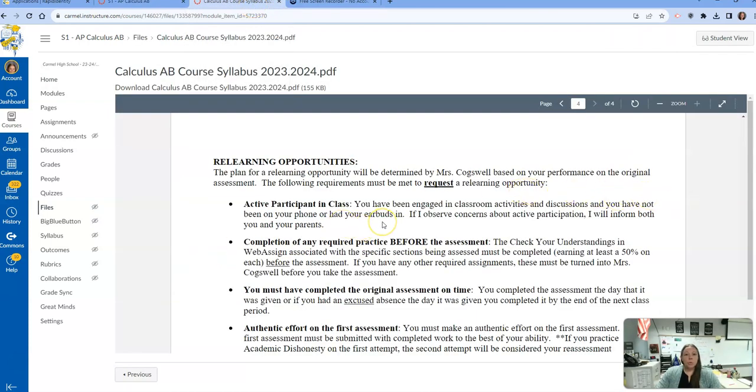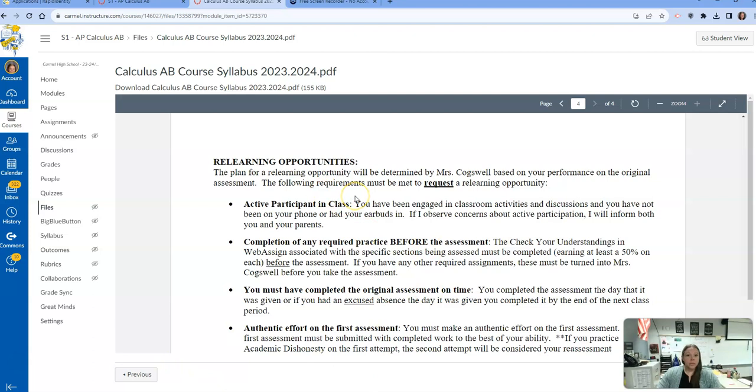And then the relearning opportunity, here's what my relearning opportunity looks like. So to reassess, if they take an assessment and they realize there were some concepts they would like to try again, to reassess over that, here are the requirements. They need to be active participants. So if they've been sleeping, if they've had their phone out, if they've been listening to music or distracted, I will let you know, but I'll have a conversation with the student. Completion of any required work. So those check your understandings need to be up to date.